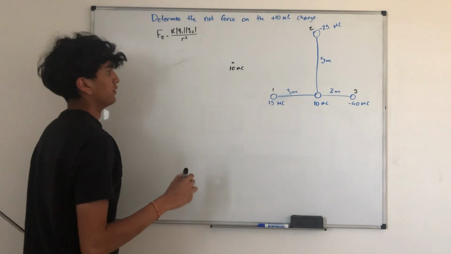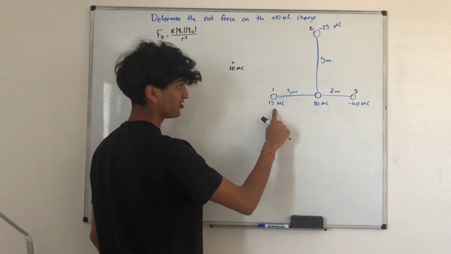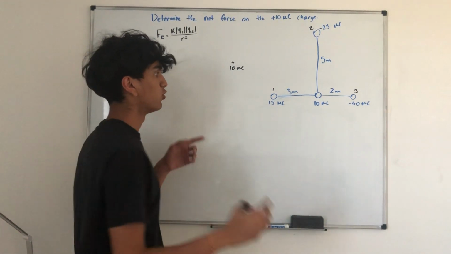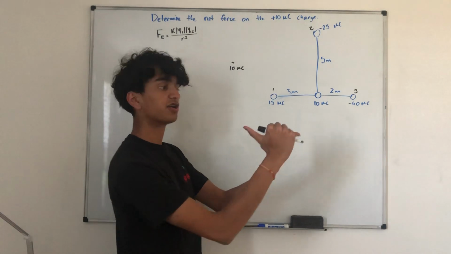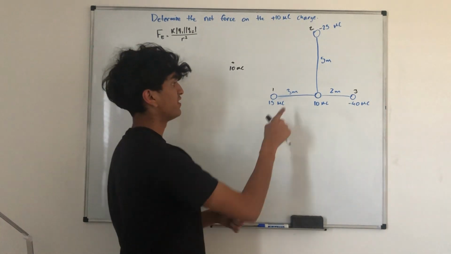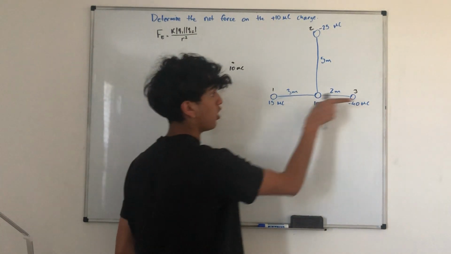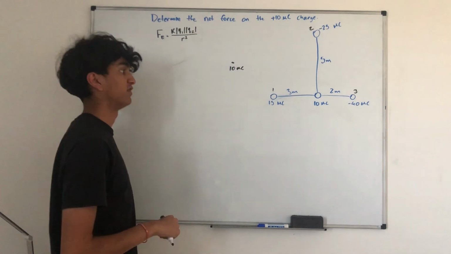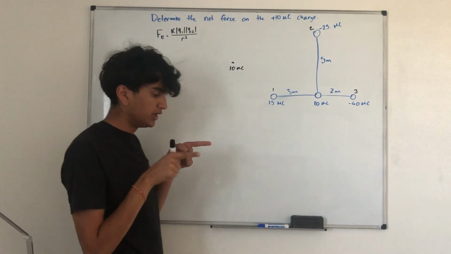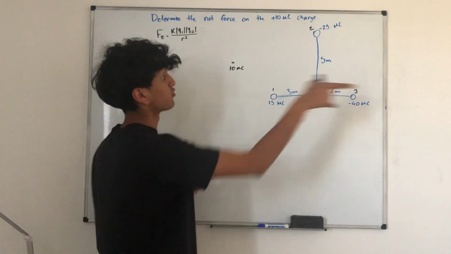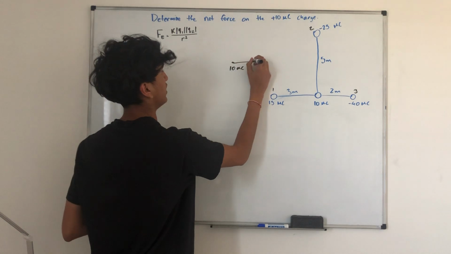So there's going to be the force by this charge. Which direction is it going to be? Well, they're both positive, so they're going to have a repulsive force. That means this charge is going to want to go away from this positive. So that force is going to be, I don't know my rights and lefts, to the right. So I'll say F1.